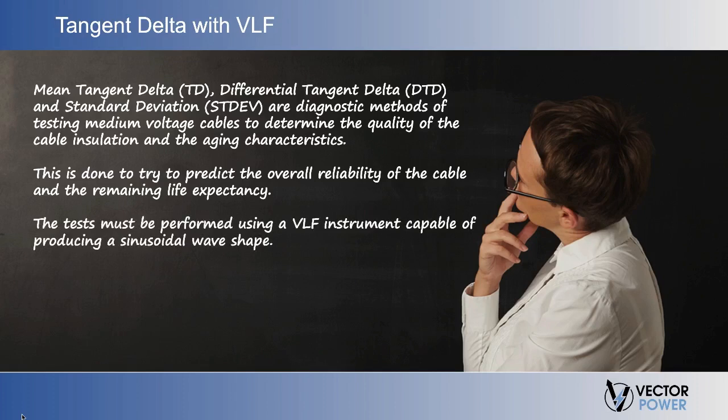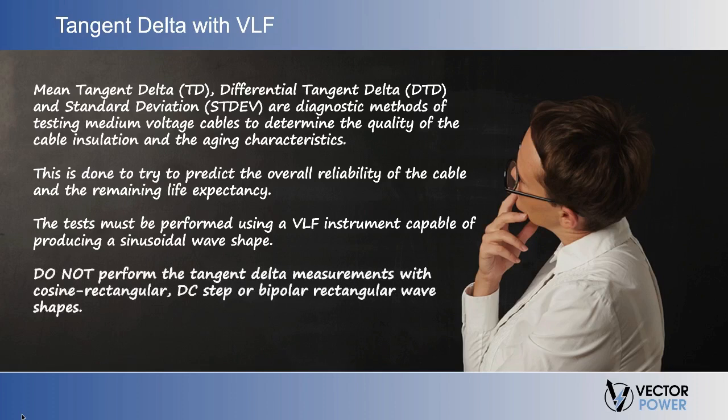Now, it should be noted that the test must be performed using a VLF instrument that is capable of producing a sinusoidal wave shape. We do not want to try to perform this test with cosine rectangular, DC step, or bipolar rectangular wave shapes. Again, the IEEE calls out a use of a sinusoidal wave shape when performing the VLF tan delta measurements.